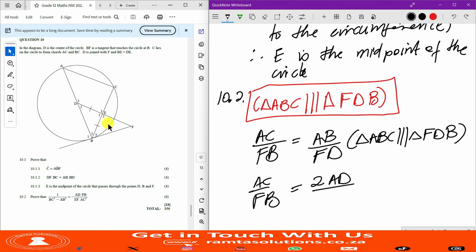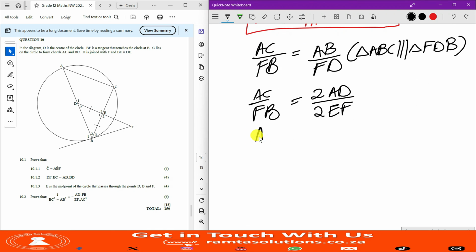And then we have FD. Where is it? FD. We did say that E is the midpoint, right? So if E is the midpoint, and I do see here we have EF, instead of using DE, I'm going to use EF. So FD, as you can see, is 2 times DE or 2 times EF. So it's going to be 2 times EF, isn't it? In other words, AC over FB is equal to AD over EF.